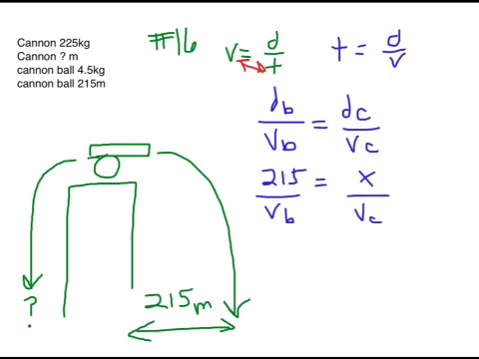So we can then rearrange this algebraically. If you take your time, you can rearrange this as x equals 215 times VC over VB. Now, that in and of itself doesn't really do us anything. We only get part of the information that way. I'm going to have to jump to a new page and start with the next step.